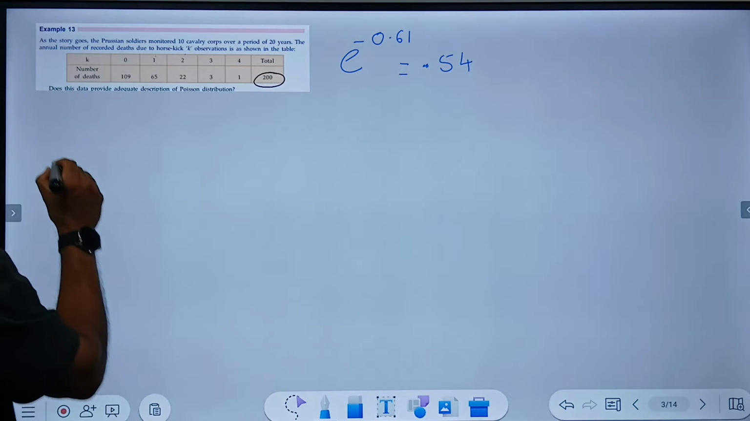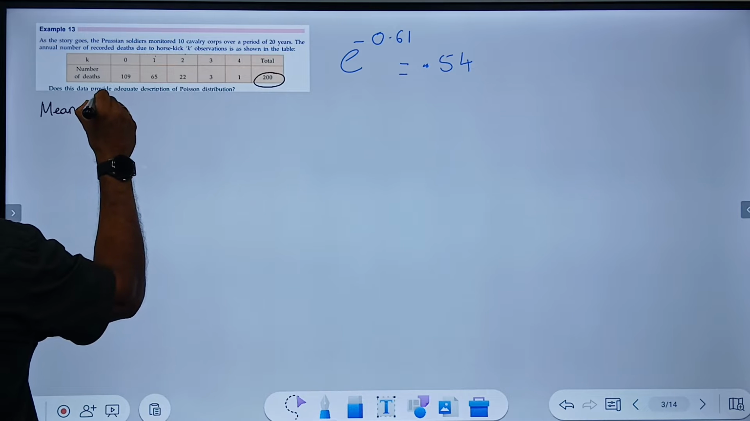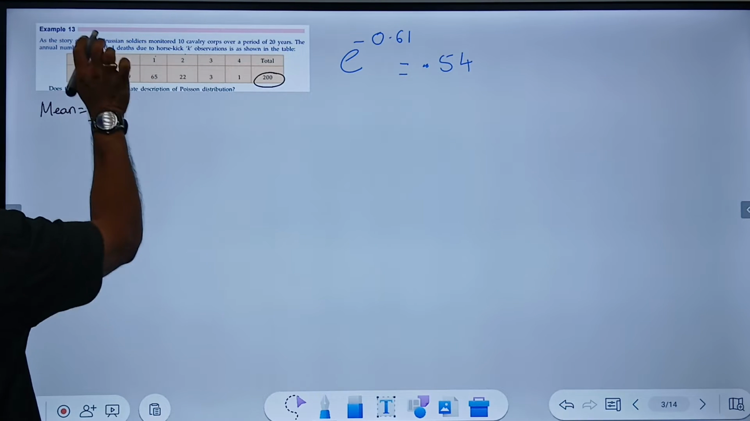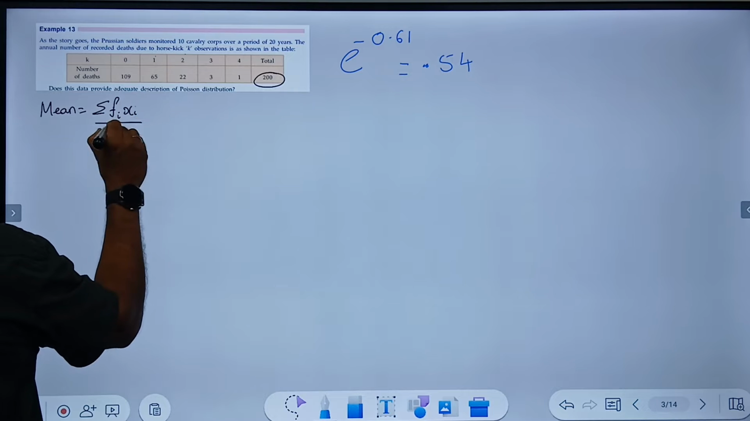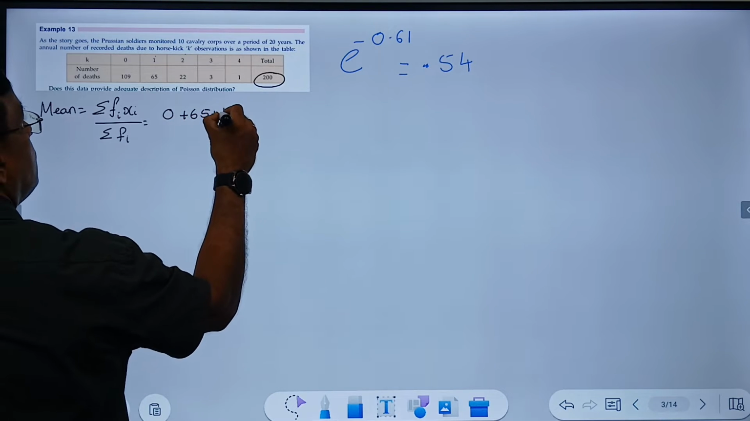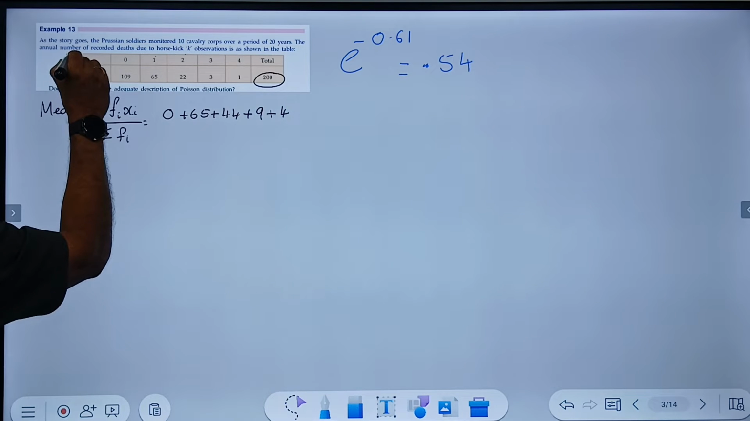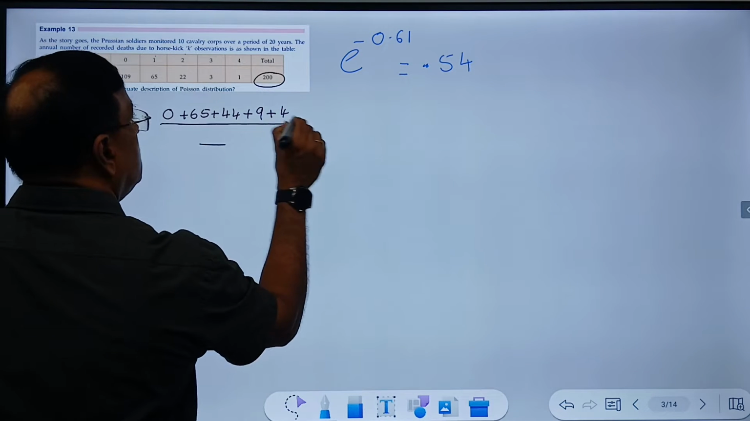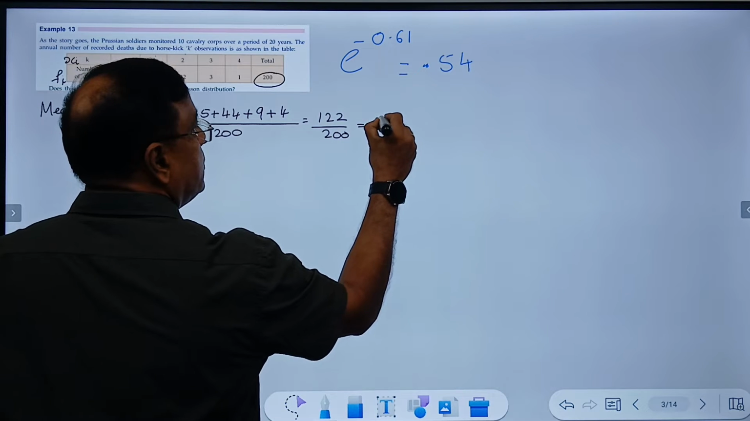So, what I will do here is, first of all, I will find the mean. Now, how do I find the mean? Mean will be sigma fi xi by sigma fi. Multiply 0 plus 65 plus 44 plus 9 plus 4. This is like your xi and this is like your fi. Divided by total of fi, which is 200. So it is 122 divided by 200, which is approximately 0.61.